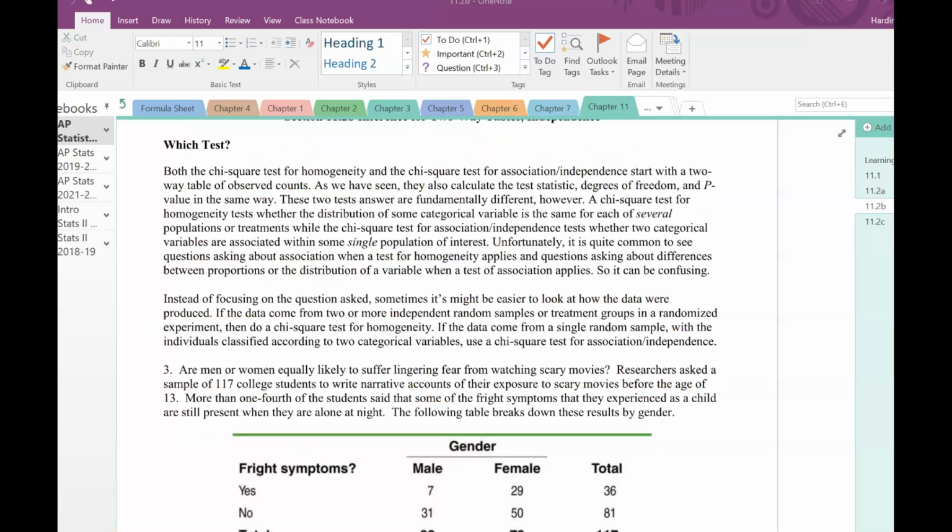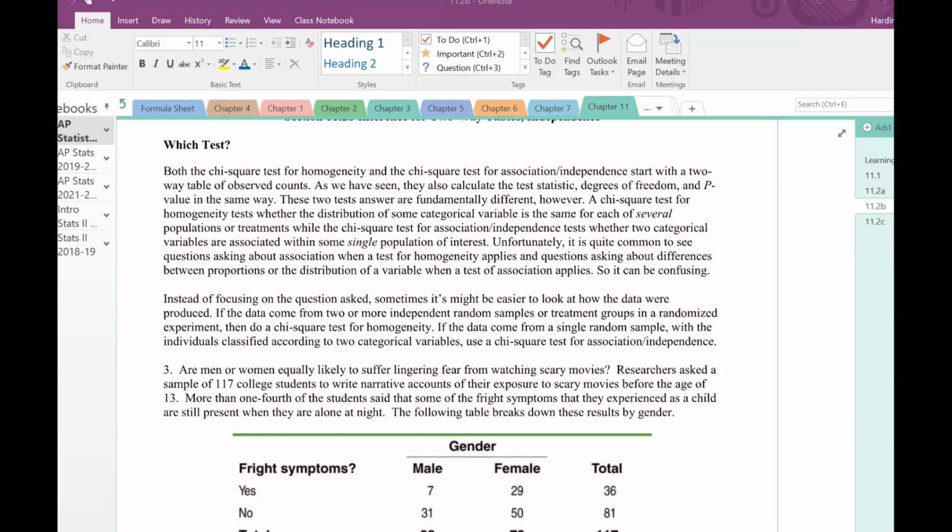So one of the tough pieces about section 11.2 is determining when to use a test for homogeneity and when to use a test for independence. And it doesn't really help that often the way the question is phrased, it leads you to think that the test is one when it's actually the other. So for example, it might say, are these values independent, when actually it's a test for homogeneity.